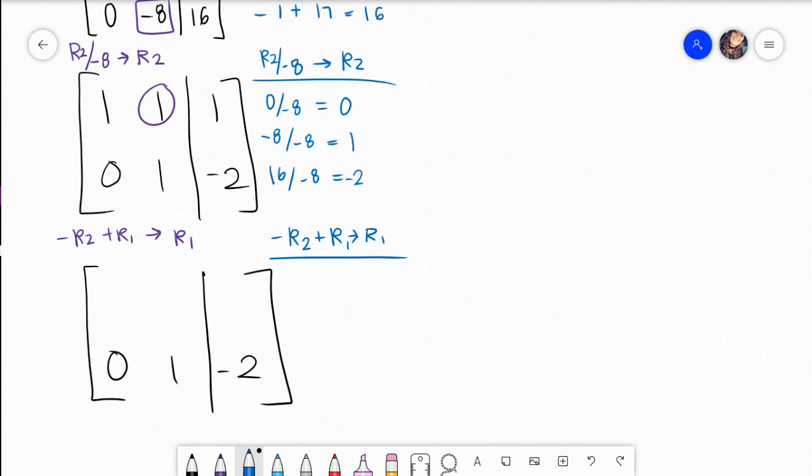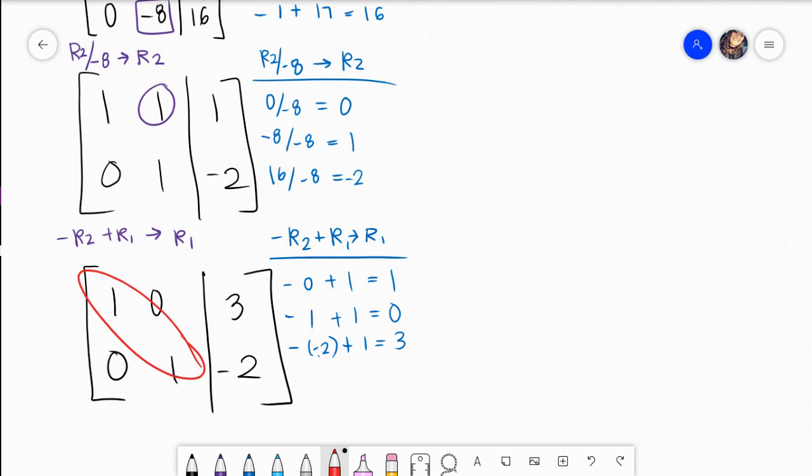So I'm going to do negative row 2, which is 0, 1, -2. I'm going to add to that row 1, which is 1, 1, 1. The answer that I get here will be my new row 1. -0 plus 1 is just 1. -1 plus 1 is 0. That becomes a +2 plus 1 is 3. Those values are 1, 0, 3.